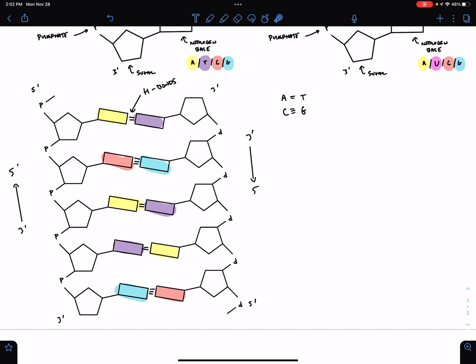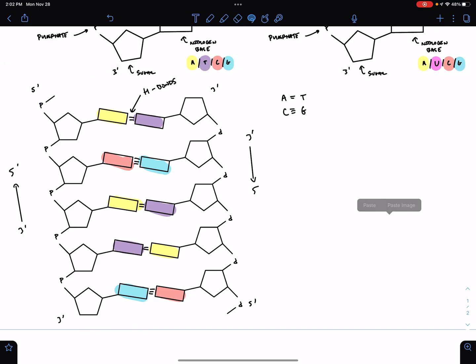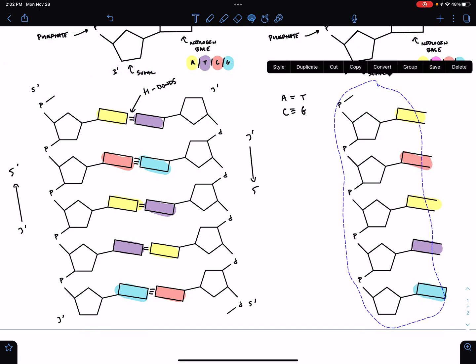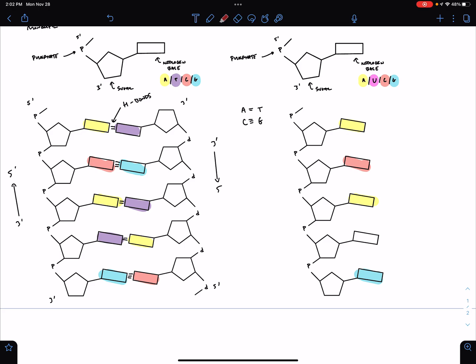And how does this compare to RNA? Well, RNA would just be one side, so an RNA molecule is going to look something like this. All these would have ends here, with the exception of wherever there is a thymine in RNA, it's going to be replaced with a uracil here.